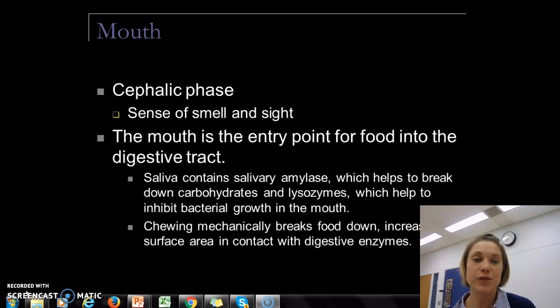Once our food does hit the mouth, that's the entry point for the food into the digestive tract. This is where saliva starts producing salivary amylase, which, as I mentioned, helps to break down carbohydrates, and lysozymes are also contained in the saliva, and they help to inhibit bacterial growth in the mouth. There's also some mechanical digestion in terms of chewing, breaking down food, and increasing the surface area in contact with digestive enzymes. So you have mechanical digestion, which is the chewing and dissolving, and then you have the chemical digestion, which includes that salivary amylase.